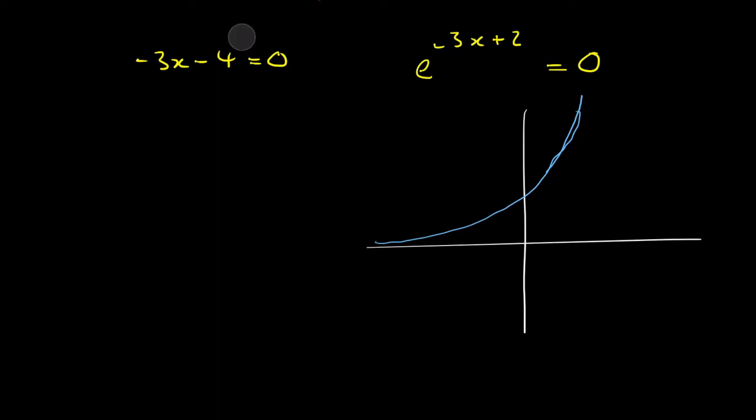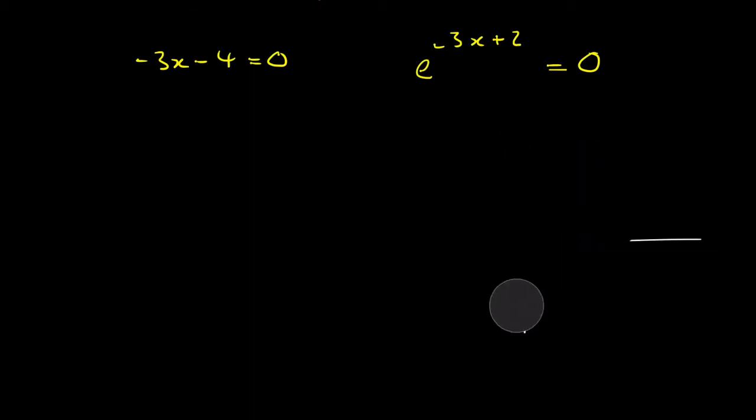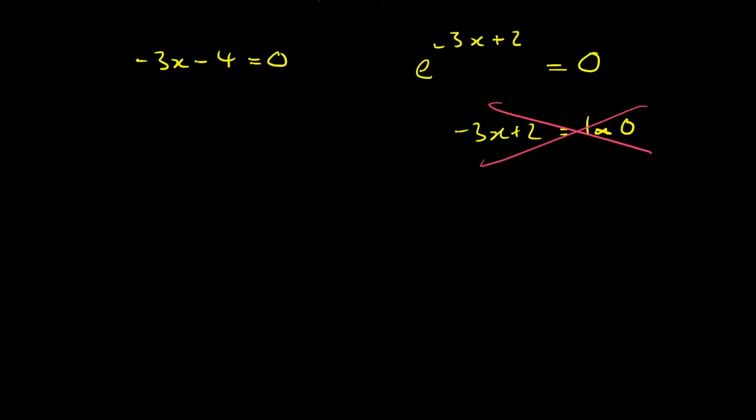And if you want to confirm that even more, you could use your calculator, right? And you can say, all right, I'm going to say that negative 3x plus 2 is equal to ln 0. And then when you put ln 0 into your calculator, you get math error. So what does that mean? Math error means there's no solution. Why? Because ln 0 doesn't exist.